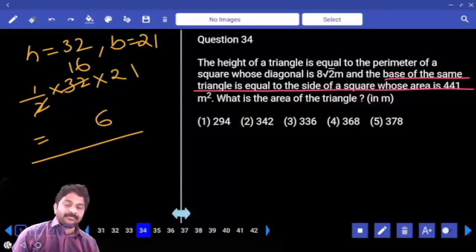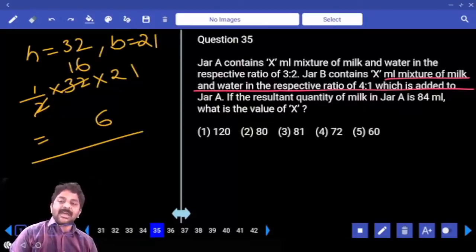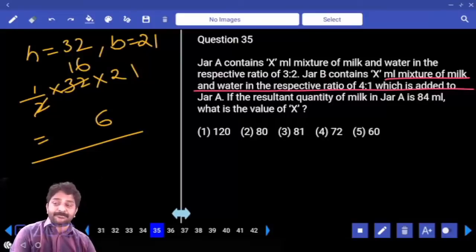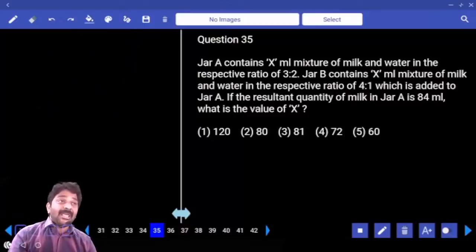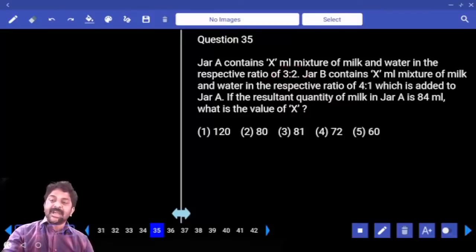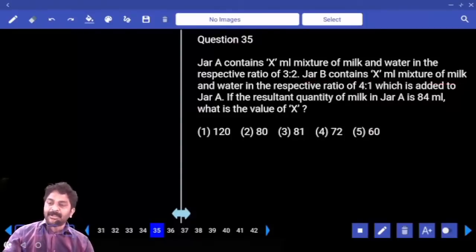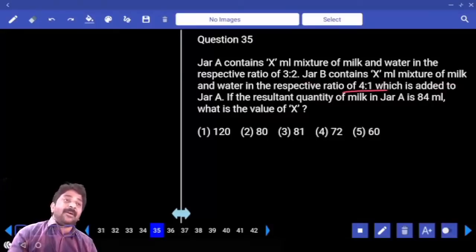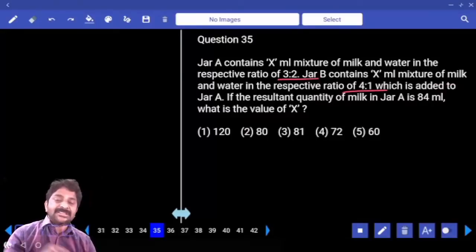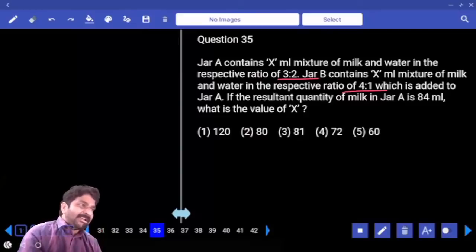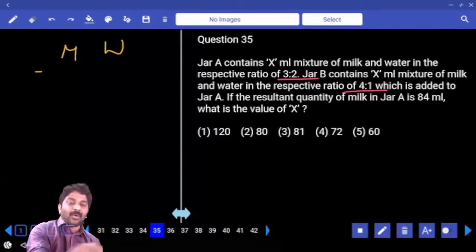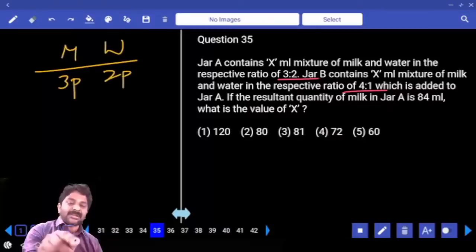Okay, now a jar A contains X ml of mixture of milk and water in the respective ratio 3:2. How many ml? X ml. How many parts? 5 parts. Jar B contains X ml mixture of milk and water. Same ml content, correct? In the respective ratio 4:1. In jar B, how many parts we have? In jar A also we have 5 parts only. So directly we can add in terms of number of parts. Milk and water: it is 3 parts and then 2 parts. Next is 4 parts and then 1 part.